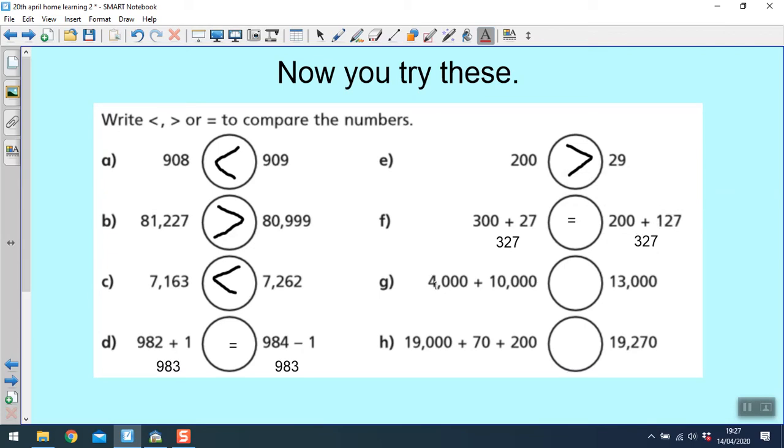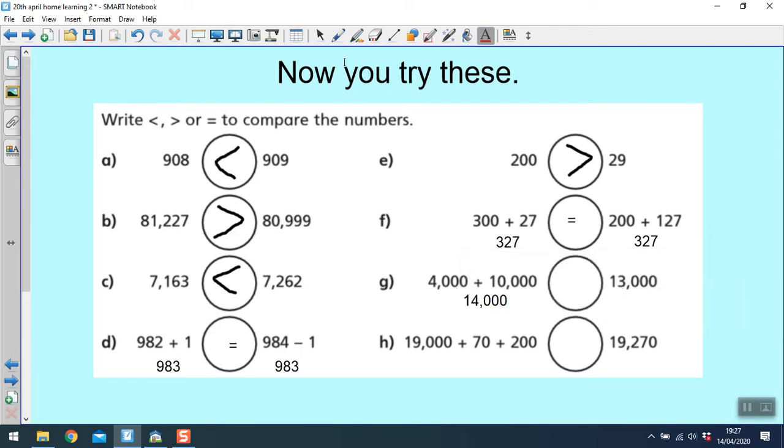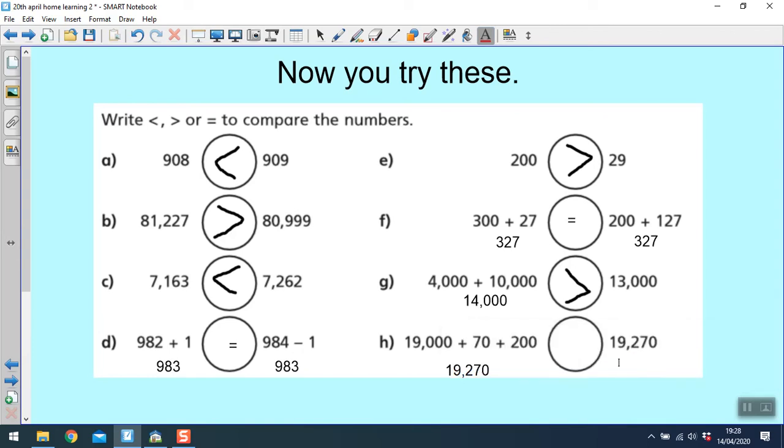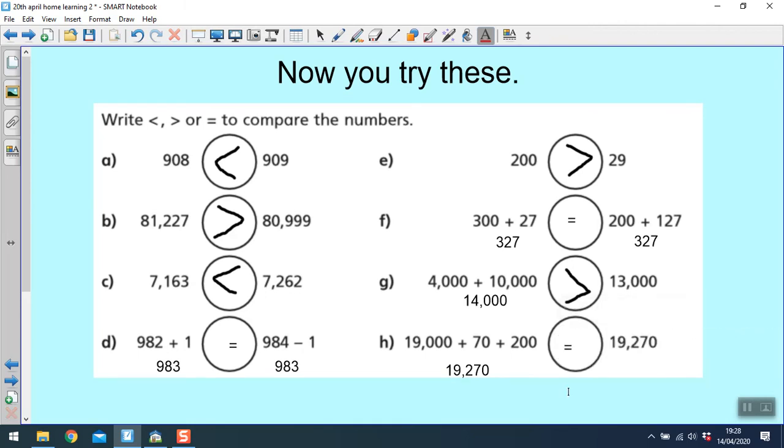I've got 4,000 plus 10,000, so that's 14,000. And 13,000, so 14,000 is the bigger number. Here I've got 19,000, add 200, add 70. So 19,270. And that's 19,270, so they are equal.